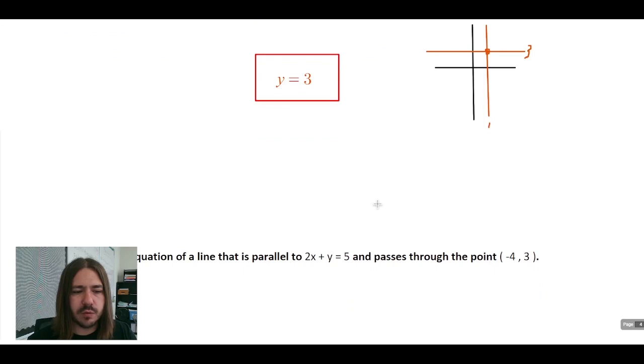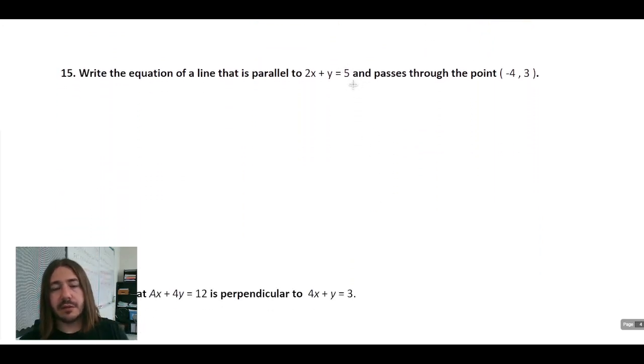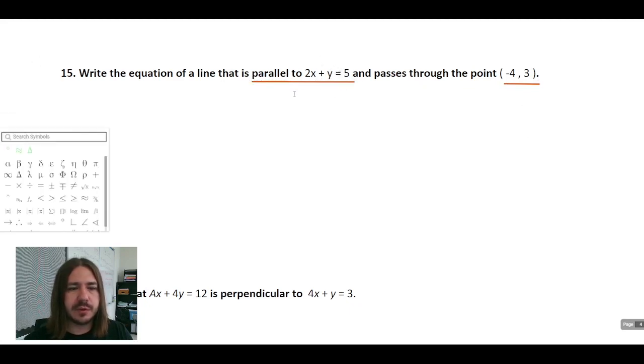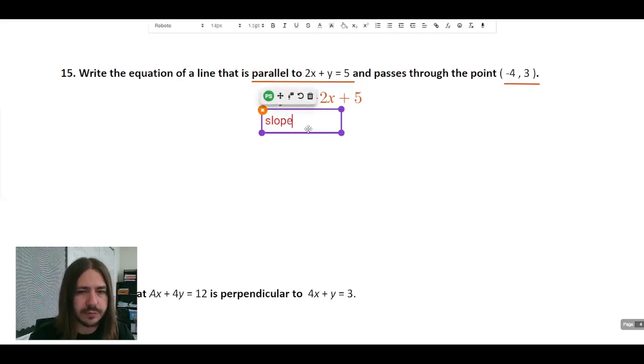Number 15 says, write the equation of a line that's parallel to 2x plus y equals 5 and passes through the point negative 4, 3. The fact that it's parallel to this means that it's going to have the same slope, but let's rewrite this in slope-intercept form so we know actually what the slope is. If I subtract 2x from both sides, it gives me y equals negative 2x plus 5. So I know that the slope, since it's got to be parallel to this one, has got to be negative 2. So this tells me that the slope is negative 2.